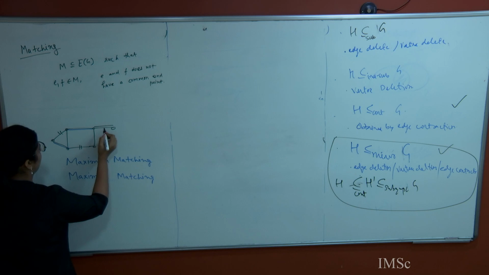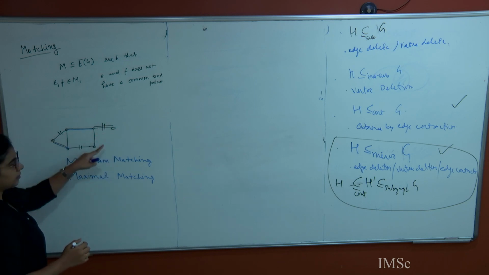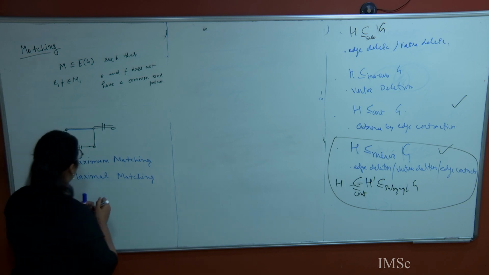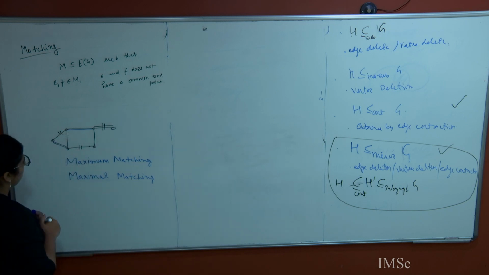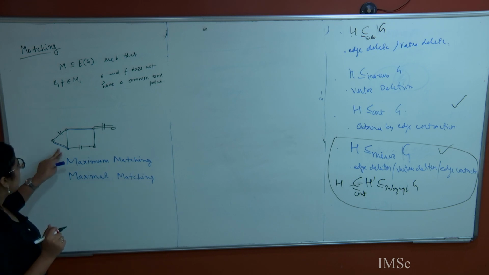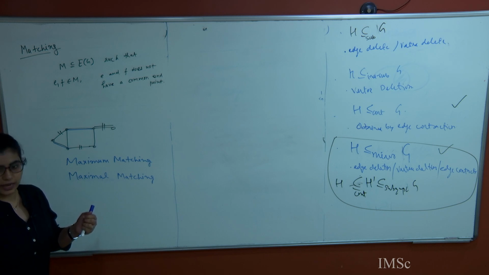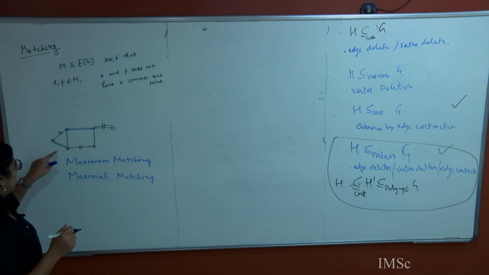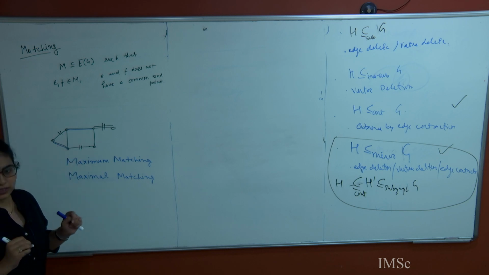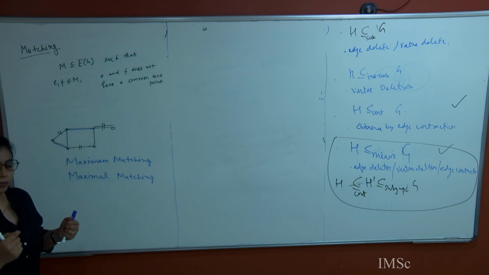Okay, I should have taken the third. If I start with this edge, then this black matching is a maximum matching of this graph. Okay. And a maximal matching is any matching which we cannot further extend, so we cannot add any other edge into the matching. So the blue matching is my maximal matching, but it does not have the maximum size because there exists another matching with greater size.